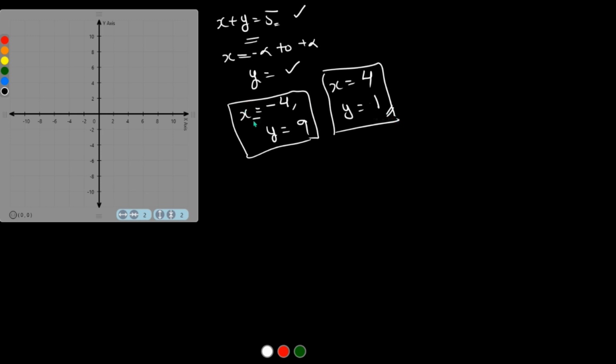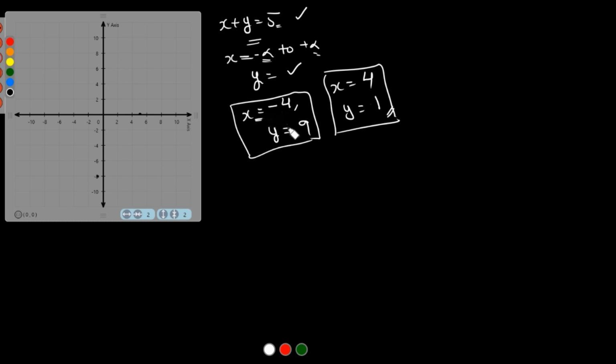Okay, see, x is equal to minus 4 and y is equal to 9. So when x is equal to minus 4, y is 9, okay, this is the point. When x is equal to positive 4, y is equal to 1. That is another point here. Okay, so this is the one.